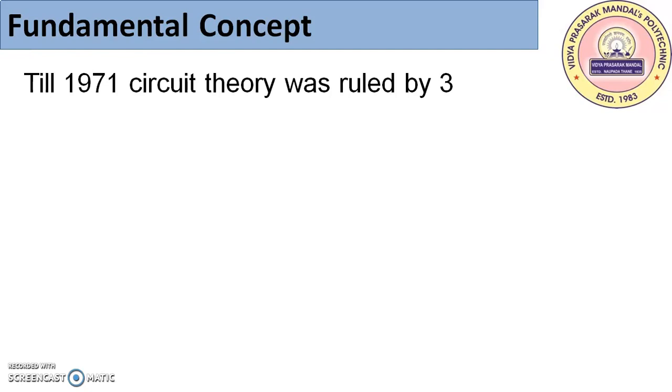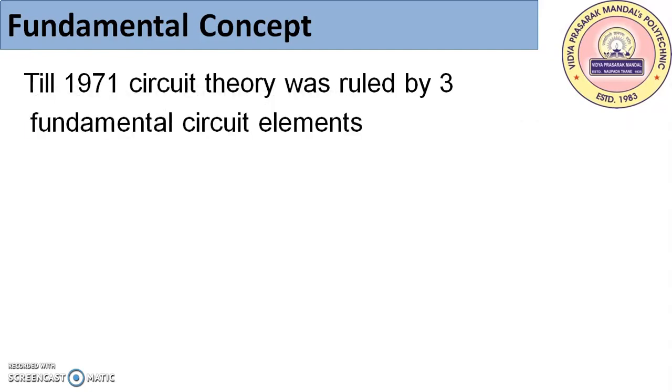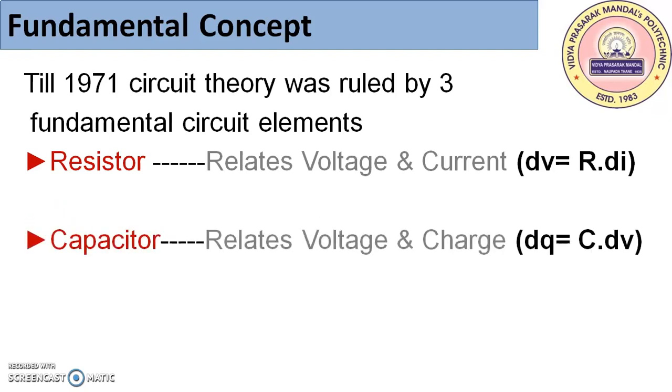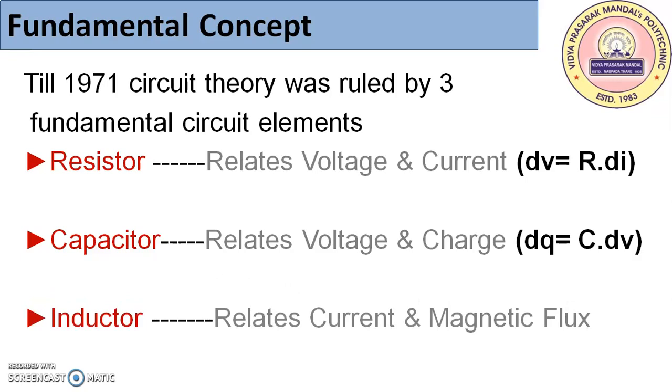Fundamental concept. Till 1971, circuit theory was ruled by three fundamental circuit elements, which are resistor, that relates voltage and current by the equation dV equal to R into dI; capacitor, that relates voltage and charge by the equation dq equal to C into dV; and inductor, that relates current and magnetic field by the equation d phi equal to L into dI.